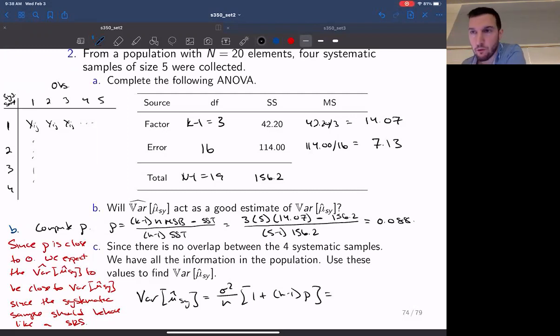Okay, so for sigma squared, we can actually just use MST. Why can we use MST? Well, we have all of the information in the population. So for all 20 elements in this population, MST is actually the square difference between each population element and the overall mean. So this is actually an estimate for sigma squared. So this is going to become MST divided by n. All right. And then we'll have 1 plus n minus 1 multiplied by rho.